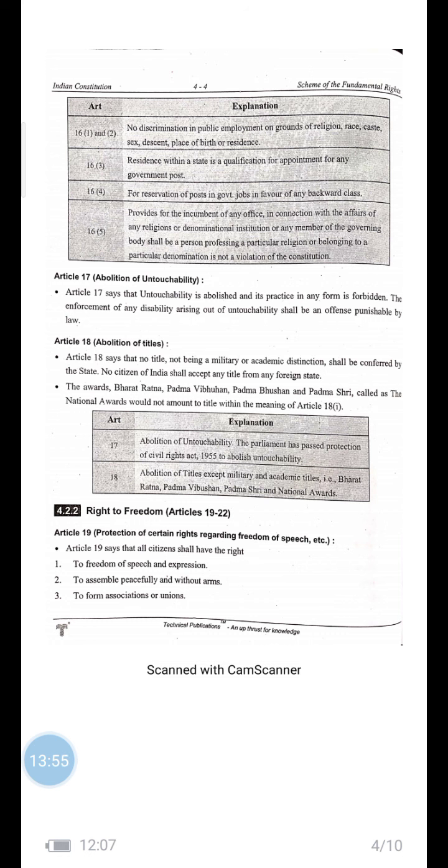So Article 17 says that untouchability is abolished and its practice in any form is forbidden. The enforcement of any disability arising out of untouchability shall be an offense punishable by law.